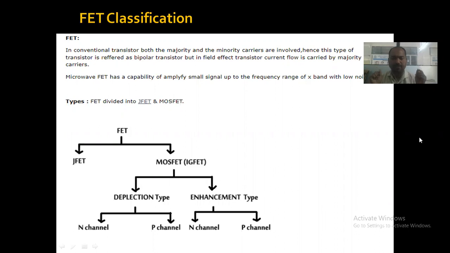Okay, depletion type MOSFET has two types. One is N channel MOSFET and the other is P channel MOSFET, right? So N channel and P channel are the types for the depletion type MOSFET. Enhancement type MOSFET also has two types, N channel and P channel MOSFET.